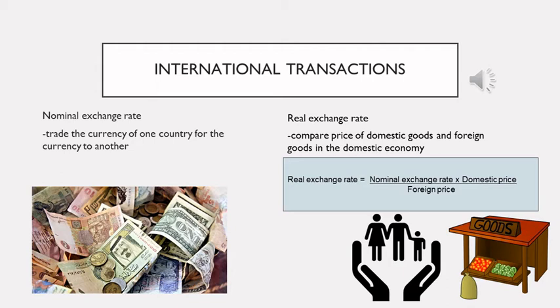The real exchange rate measures the price of foreign goods relative to the price of domestic goods. It compares the price of domestic goods and foreign goods in the domestic economy. The real exchange rate depends on the nominal exchange rate and the price of goods in the two countries measured in local currencies. And there is an equation of the real exchange rate: real exchange rate equals the nominal exchange rate times domestic price over foreign price.